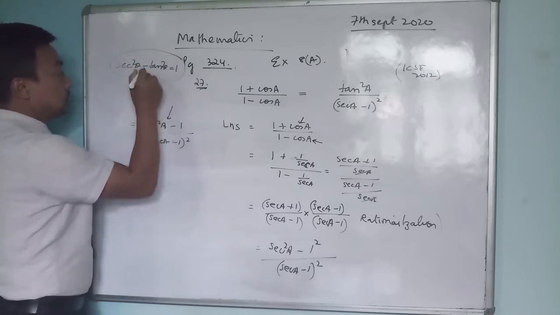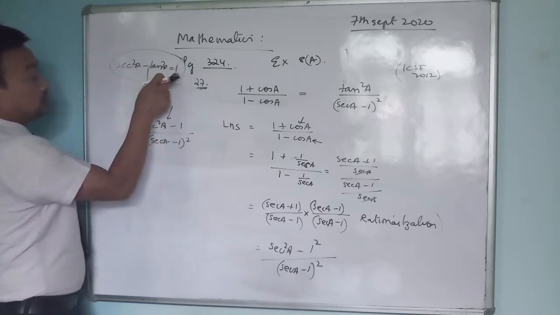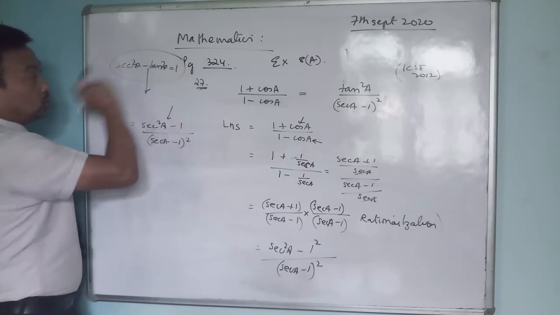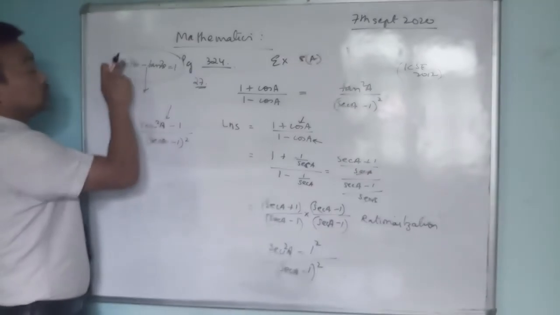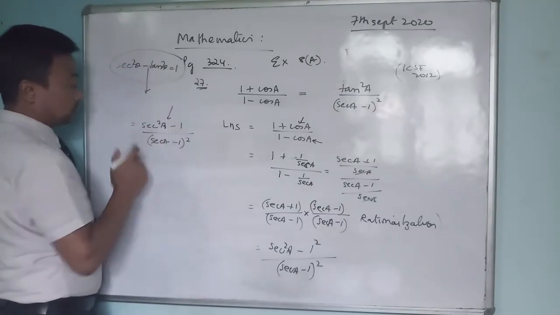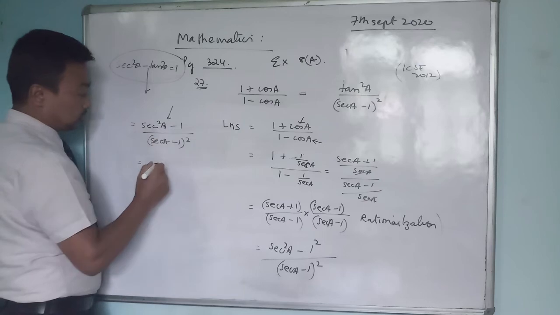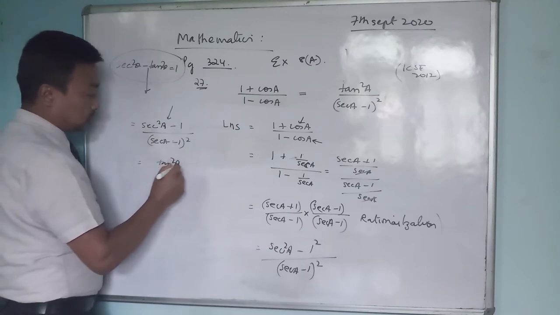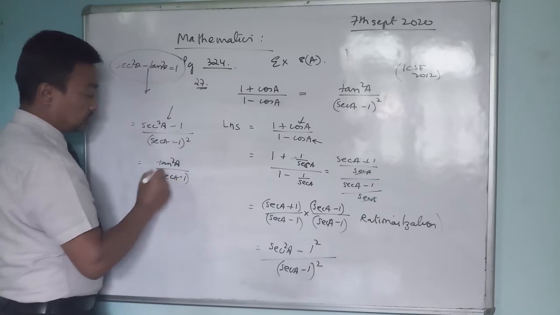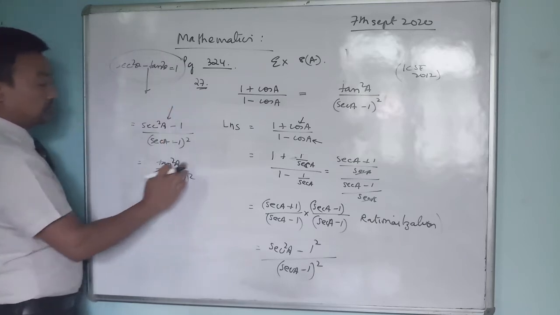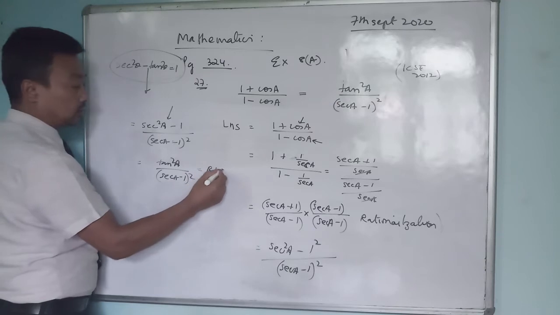Now using this relation, if you transpose, if you bring 1 to the other side and take tan square theta, what do you get? Sec square theta minus 1 equals tan square theta. So in place of this, you can replace like this. So we can say that it equals your right hand side.